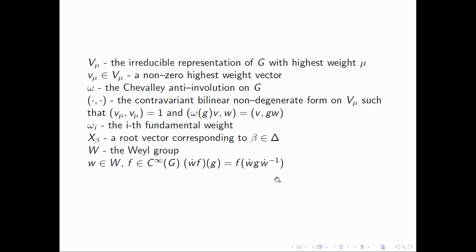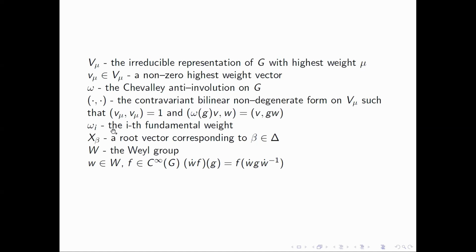So the operator will be written in terms of matrix elements of some finite dimensional representations that we denote by V mu, the irreducible representation of G with highest weight mu, then by v small mu, a non-zero highest weight vector. Then I'm going to use the Chevalley involution on the group, which swaps the positive and negative root vectors. The maximal torus corresponding to the Cartan subalgebra. So I'm normalizing the contravariant bilinear form on the finite dimensional representation in such a way that the scalar product of the highest weight vector with itself is 1.